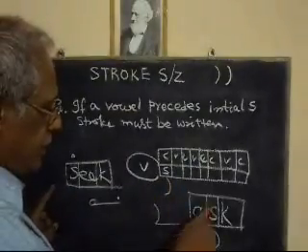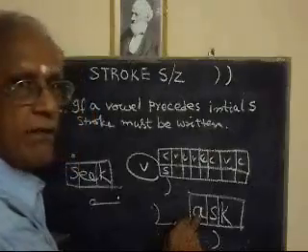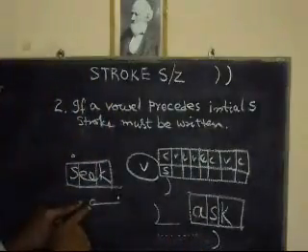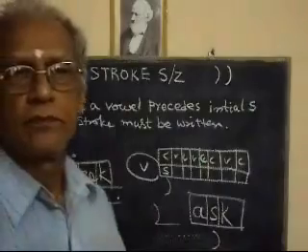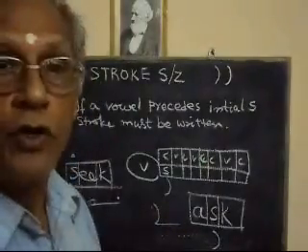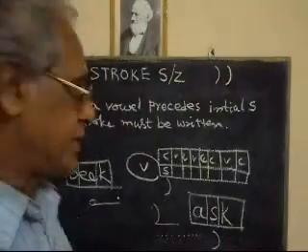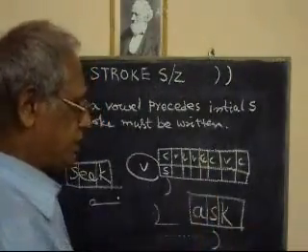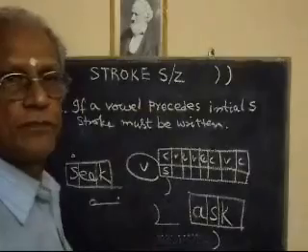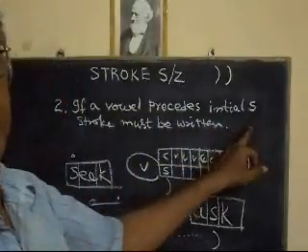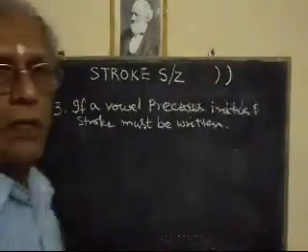Before that, initial S. In the word, the first consonant must be S. Before that, there is a vowel. If there is no vowel, you can use the circle. If there is a vowel, the stroke must be written. If there is a preceding vowel to the initial S, the initial sound of S, the stroke must be written. Okay. So, if a vowel precedes initial S, stroke must be written. Let us take another example.